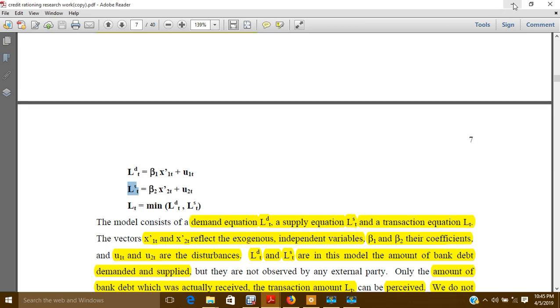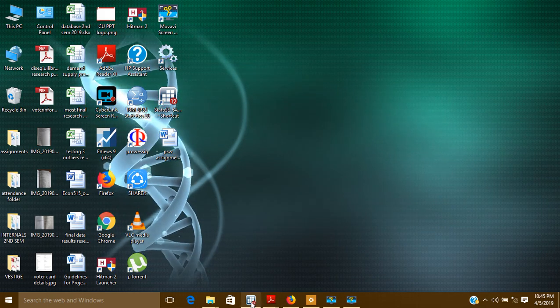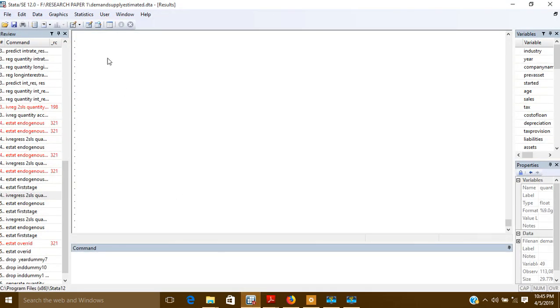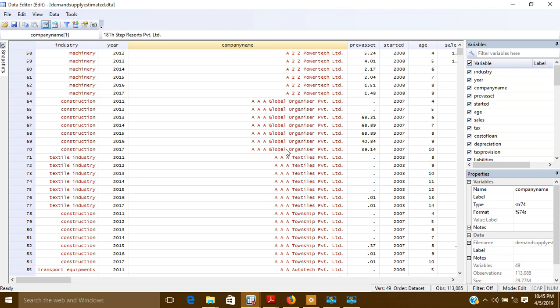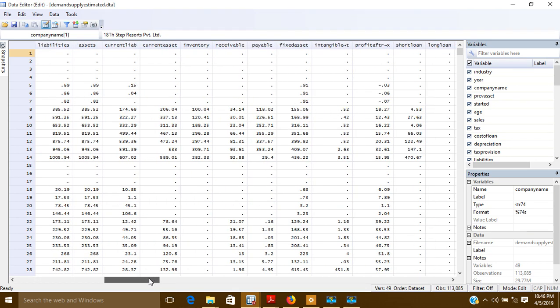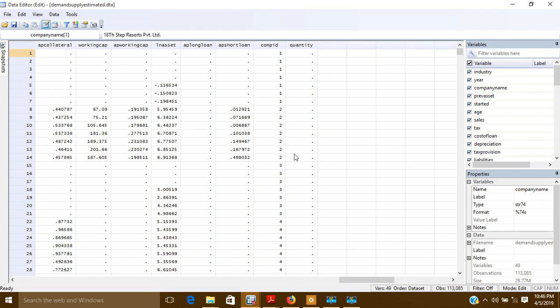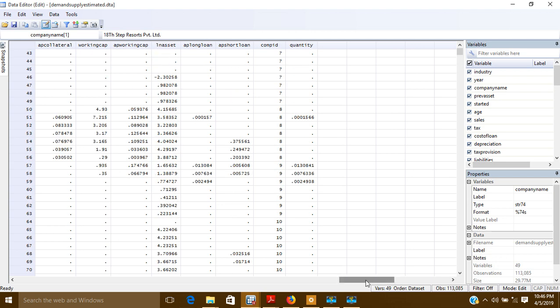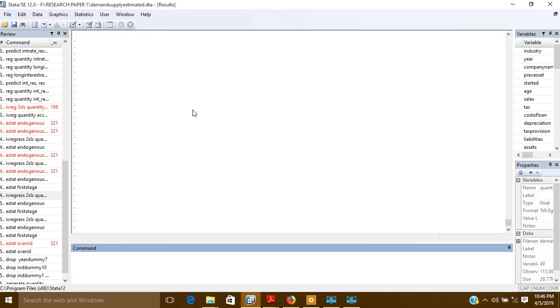So now let's take the equation, and let's go to Stata. Here in Stata, this is a panel data from 2011 to 2017, and we have these companies present here, and these are the various variables which we are going to use. This is the quantity we have. Quantity is the amount which was demanded and which was supplied.